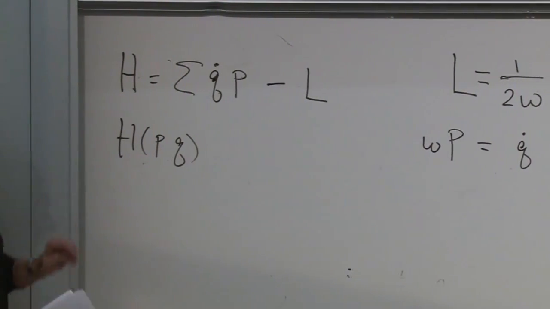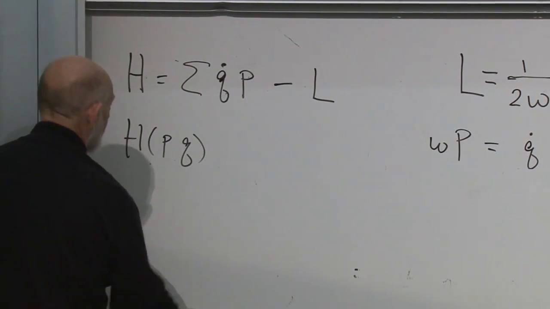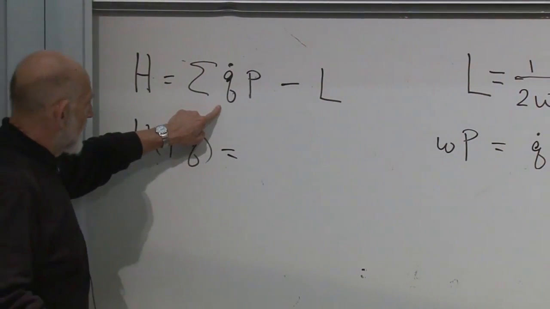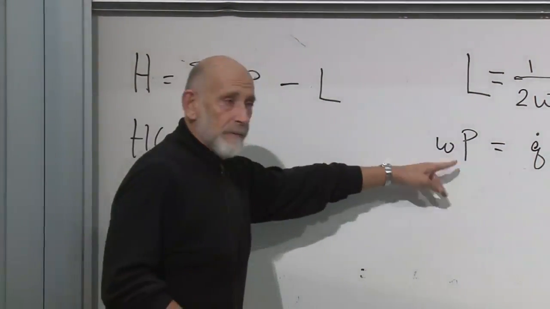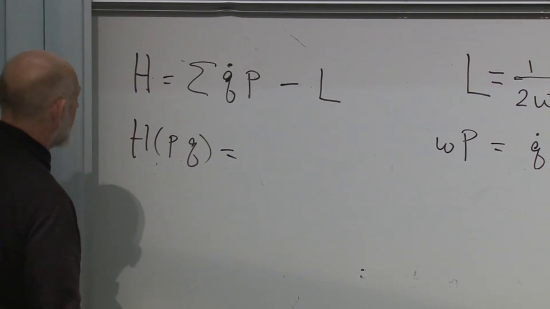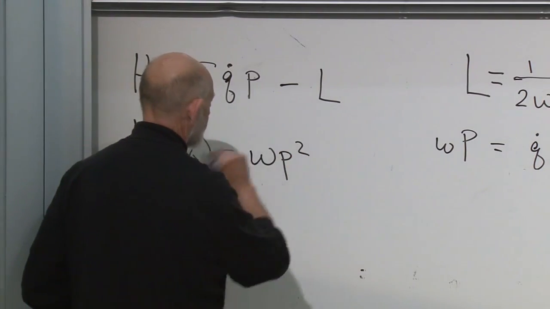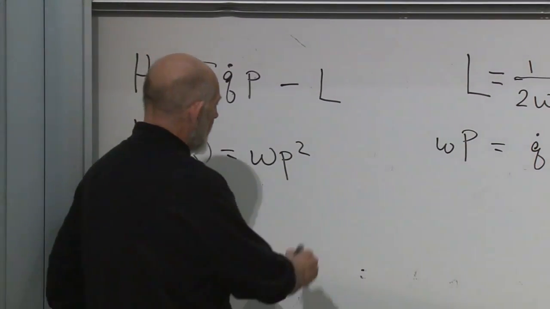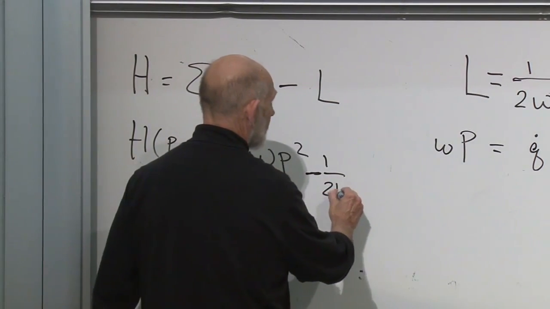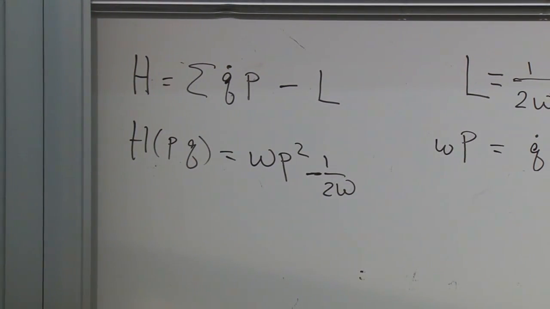And now we're going to rewrite the Hamiltonian. All right, so the Hamiltonian then, here it is, H of q and p, is equal to, there's only one coordinate in this case, there's no sum, q dot times p. But q dot is omega times p. So what do I get? I get omega p squared. Now we have to subtract the Lagrangian. So we have to subtract, I'm going to do it in two pieces, 1 over 2 omega times q dot squared. And what is q dot squared? q dot squared is omega squared p squared.